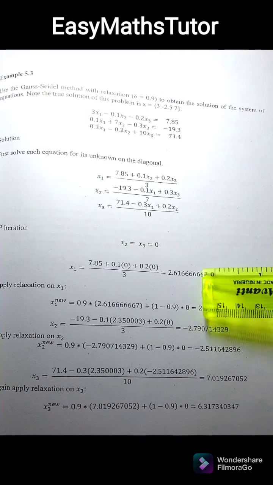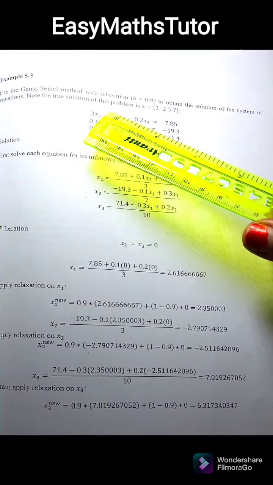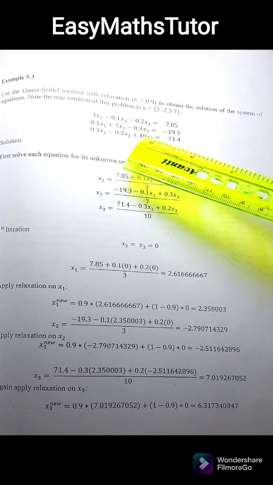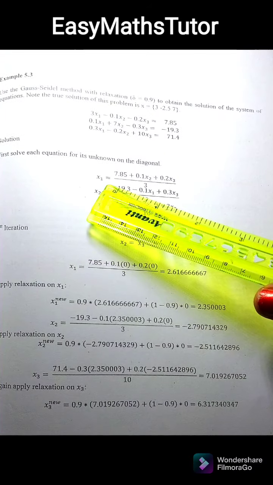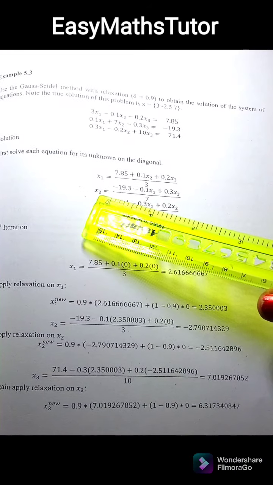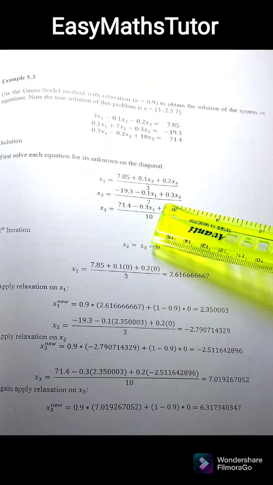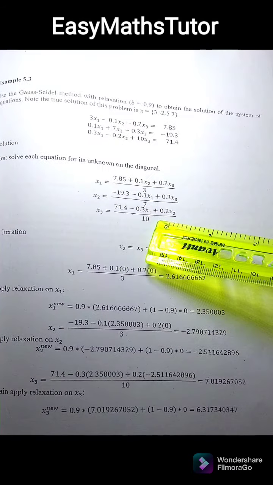That means we're going to find the value of x1, x2, and x3 for each of the three equations. For x1, this is what we have. For x2, this is what we would have. For x3, this is what we will have.